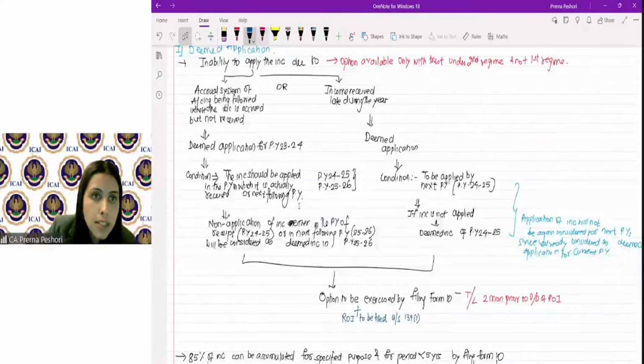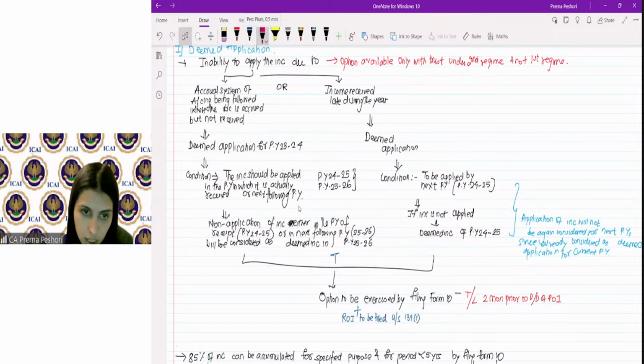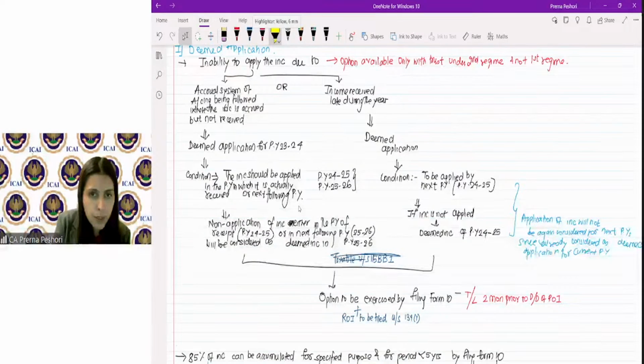And this will be taxable under 115BBI. So even this is covered under section 115BBI. This shall be covered under section 115BBI.